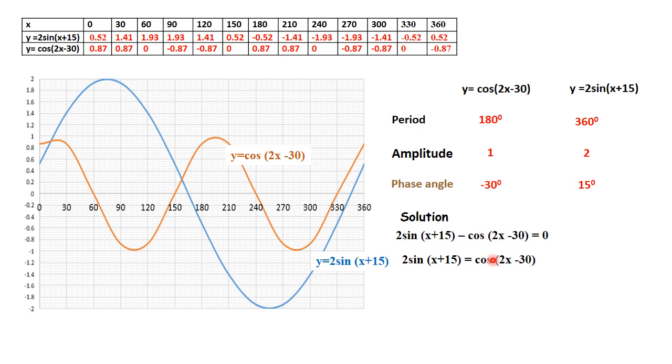The next thing is you take this one, the second part of it, you take it to the other side and it becomes positive. So now we have 2 sin(x + 15) is the same as cos(2x - 30). What does that mean? It means the solution for this equation is a point where the first graph meets the second one. Where do they intersect? There's a point they intersect here.